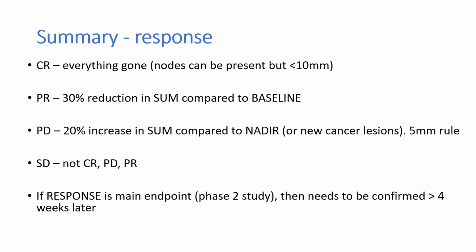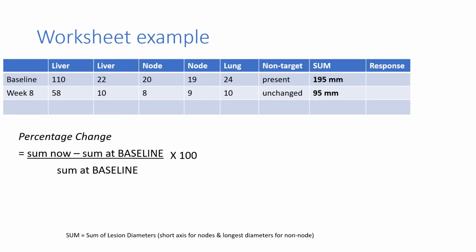For response, CR, everything goes away. Just remember, lymph nodes can still be present, but less than 10 millimeters. PR, 30% reduction in the sum compared to baseline. PD, 20% increase in the sum of diameters compared to the nadir, not the baseline. Or if new cancer lesions are present, remember the 5 millimeter rule. Stable disease, it's not CR or PD. And if response is the main endpoint, such as a phase 2 study, you may need to do a confirmatory scan 4 weeks later.